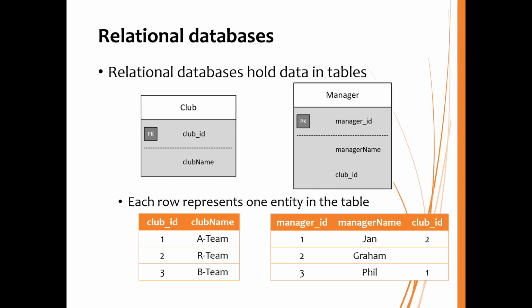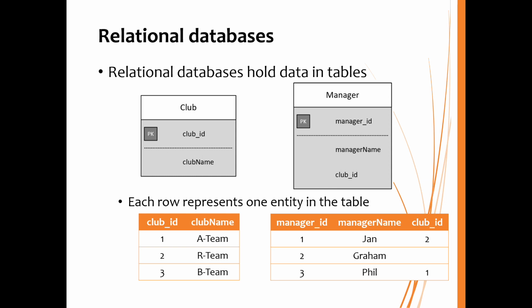Just to see how these relationships work, you tell me who the manager is for the A team. Phil. Phil. How do you know? Because it has the club ID 1. Because when you look for A team, we find out the club ID is 1, and then we look down the list of managers looking for which manager has got the club ID 1. That's it. That is relational data.